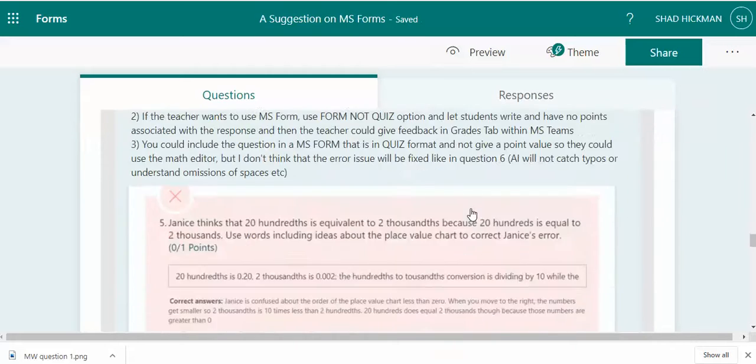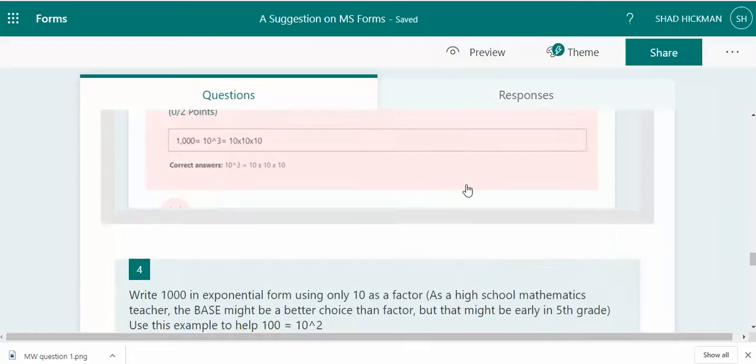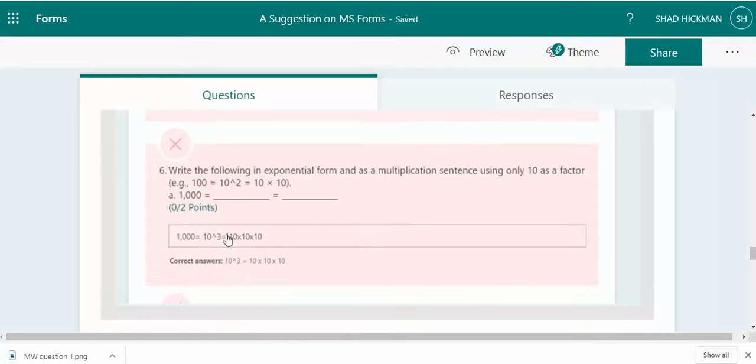All right, now if we take a look at this exponential form and multiplication sentence example, okay, again, the child that responded here got it right. They just included something that you did not put initially in the answer.